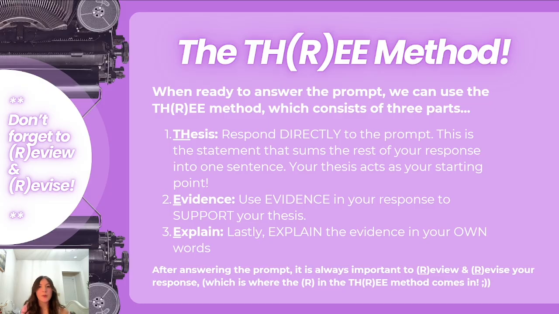The second part of the 3 method is evidence. So you use evidence in your response to support your thesis. And then the last part is explain. So lastly, you always want to explain the evidence in your own words because it shows that you actually understand the prompt. And of course, after answering the prompt, it is always important to review and revise your response, which is where the R from the 3 comes from.